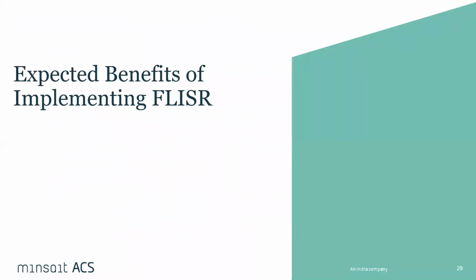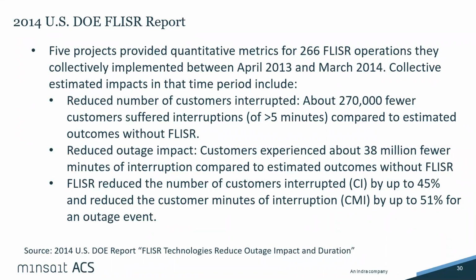So, some expected benefits of implementing FLISR. Obviously, improving system reliability is key, but let's look at some actual case studies. The first one is a little old, it's 6 years old now, but the DOE did a really nice report. And at the end of this, Delana is going to send you a link where you can actually get this report. What they did is they analyzed 5 different projects that have already implemented FLISR, and they looked at 266 specific FLISR operations and did some quantitative metrics with them.